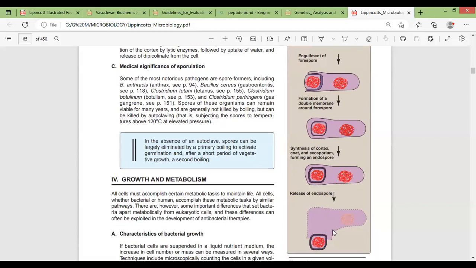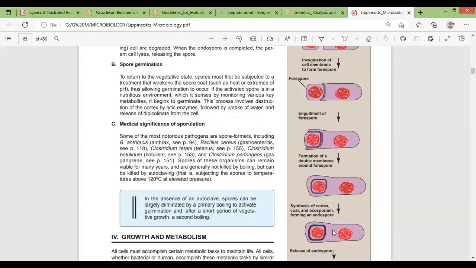And now here is when we say that once that spore senses that there are enough nutritional requirements, there's water, there's food, right? Once it senses that, the spore germinates, right?